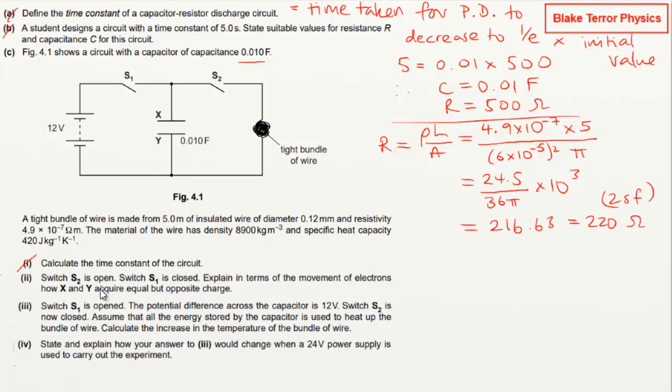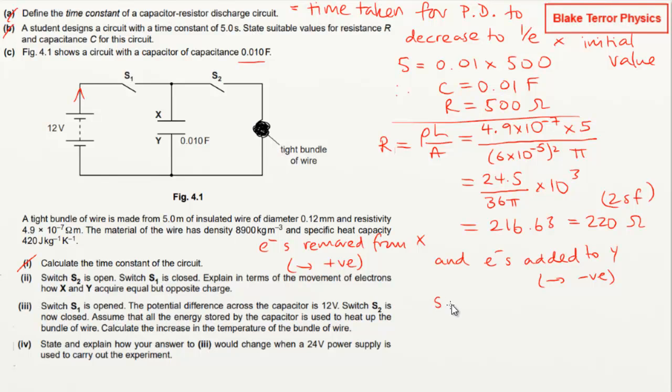Switch S2 is open, switch S1 is closed. Explain in terms of the movement of electrons how X and Y acquire equal but opposite charge. Right, so we want to say that electrons are removed from, which way are we going? Conventional current is that way, so we're going off of X. Electrons removed from X, which means it becomes positive. And electrons added or deposited to Y, which means it becomes negative.